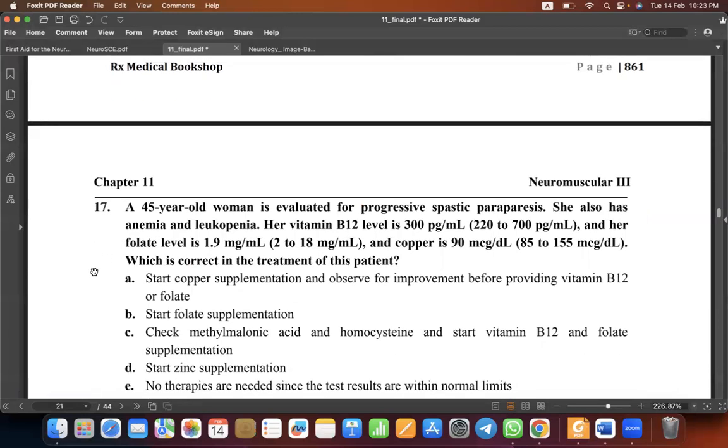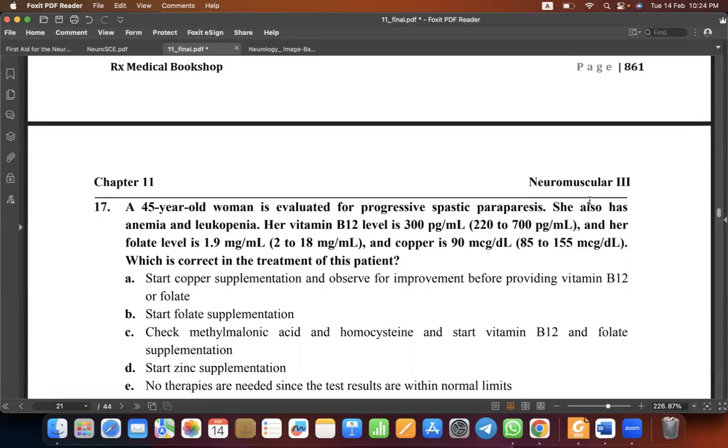Now, in this condition, a patient is evaluated for progressive spastic paraparesis, also with anemia and leukopenia. B12 is normal, folate is, I guess, lower normal, and copper, I guess, is normal as well. Which one of the following is the correct treatment? First, no therapy is needed since the levels are within normal limits. But the patient is certainly not within the normal limit, right? Should we start zinc supplementation? I guess there is no issue regarding zinc. Folate supplementation, not now. Copper supplementation, the copper is within the normal limit, I guess.